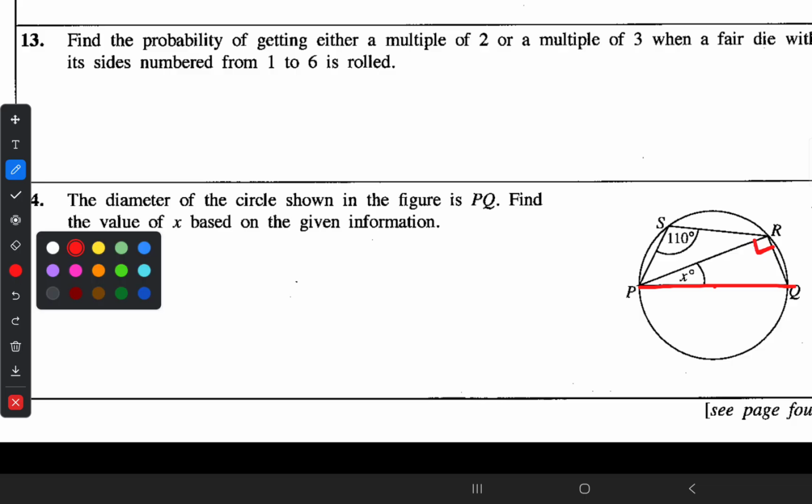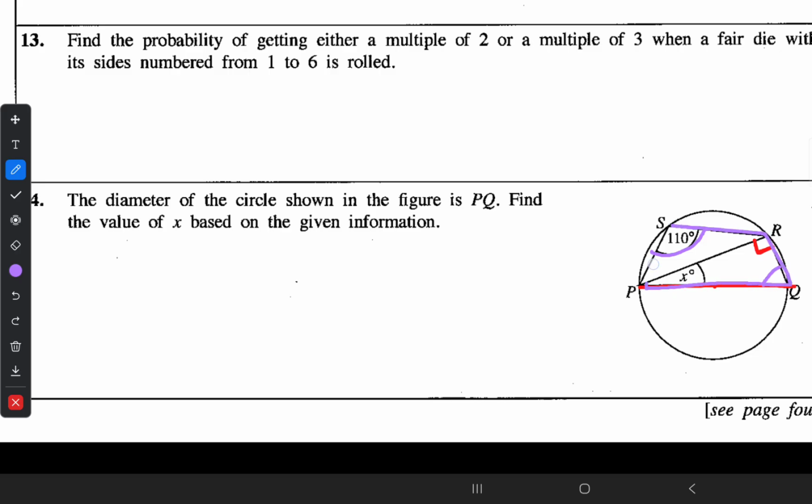And thereafter, we can use one more theorem, cyclic quadrilaterals. In cyclic quadrilaterals, the sum of opposite angles is equal to 180. Cyclic quadrilateral means 4 different points connected on the circumference of a circle create a cyclic quadrilateral. So if this angle is 110, its opposite angle in this cyclic quadrilateral would be 180 minus 110. This is 70.